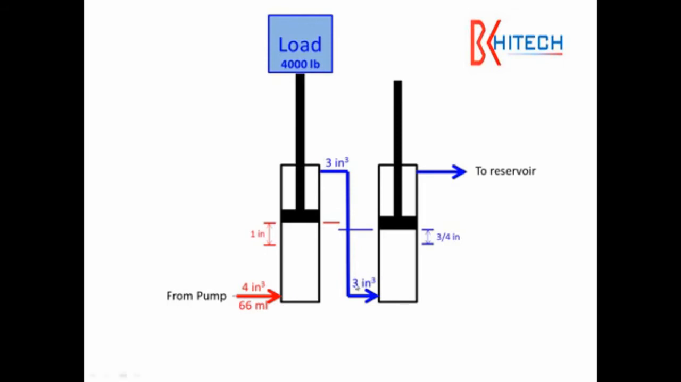Now you'll also notice that because 3 cubic inches went in here, and the area on top of this was only 75% of the area here, because the rod is taking up some of the space, we would measure only 75% of the fluid coming out here. So 4 cubic inches of fluid go in here, 3 cubic inches come out and go in here, and only 2.25 cubic inches come out and go to the reservoir.